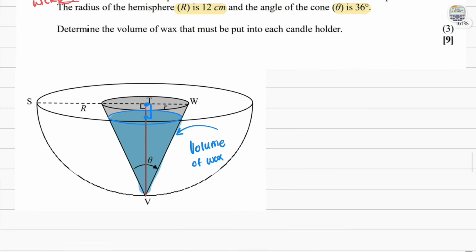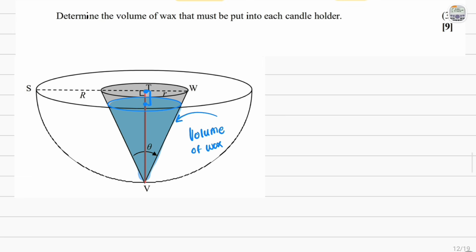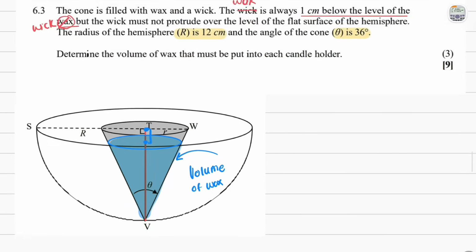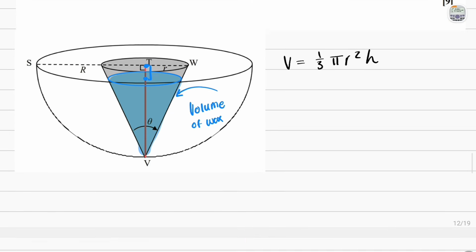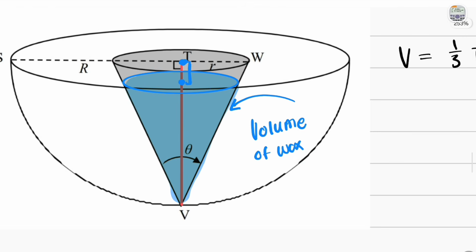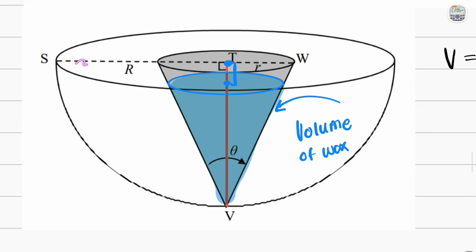So how do we find the volume of the wax? Well, it's inside a cone. So if you know the volume of a cone, we can still find it. Remember, again, the volume of a cone is 1 over 3 pi r squared times h. But we need to take note of something. When we say times h, we know that is the height of the cone. You can see that the height of the cone is TV, which is R, same thing as ST. So that and that are exactly the same.